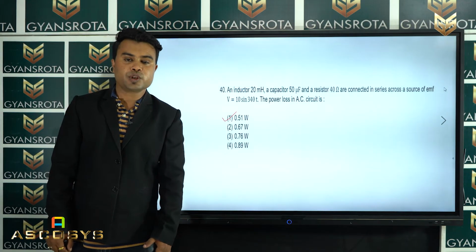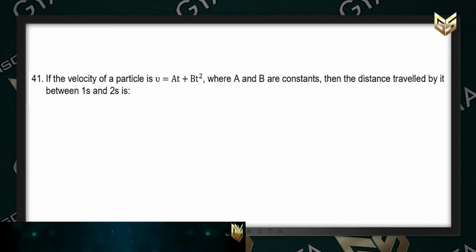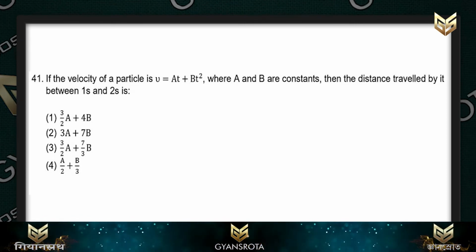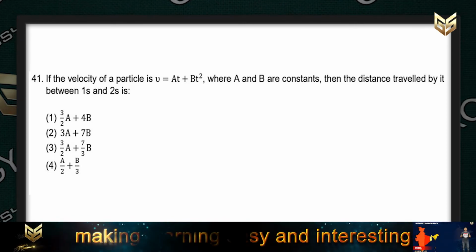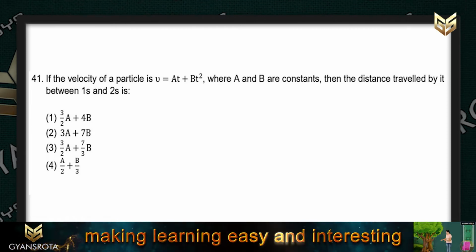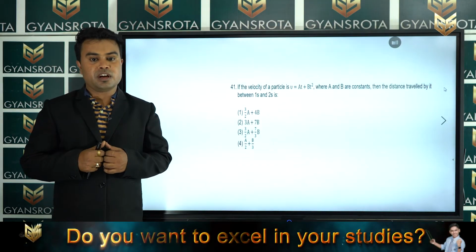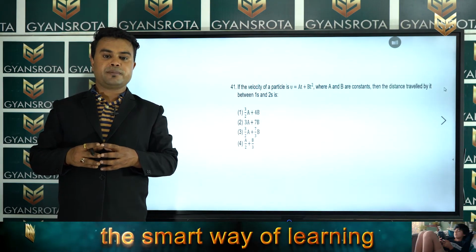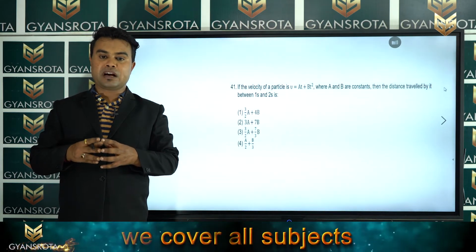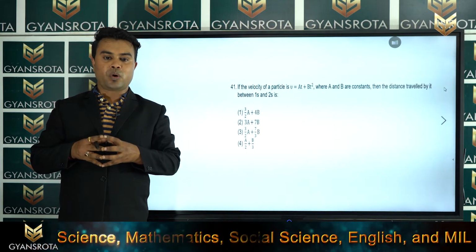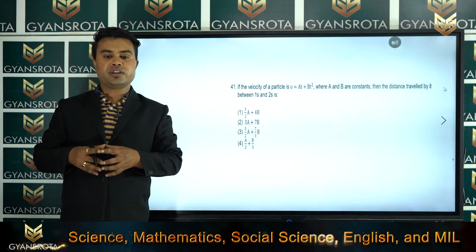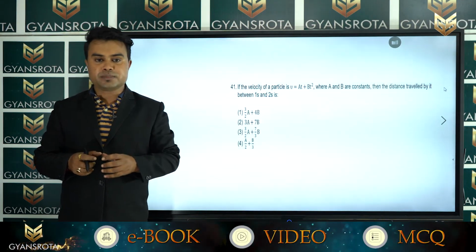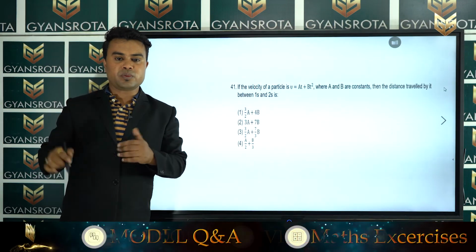Now let us move to the next question, that is question number 41. If the velocity of a particle is v, which is given by at plus bt square, where a and b are constants, then the distance travelled by it between 1 second and 2 second is. You have to see the options and find out. The velocity is given, so the change in position will be the distance or displacement, right? So you will find out x1 once and x2 once.